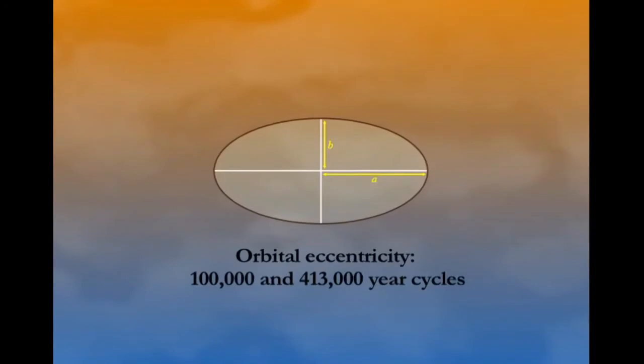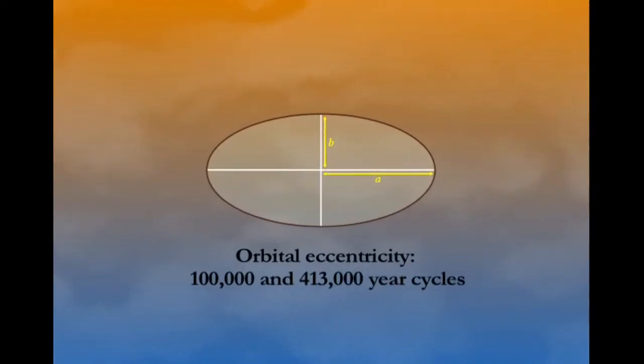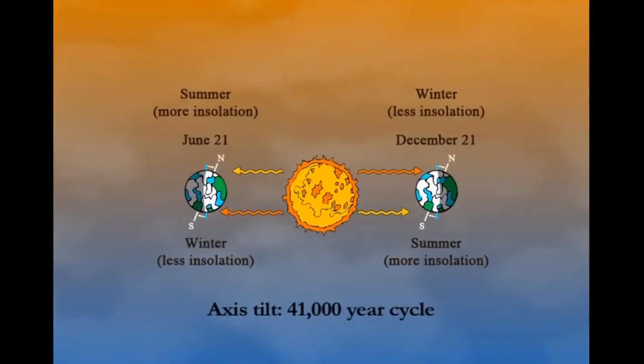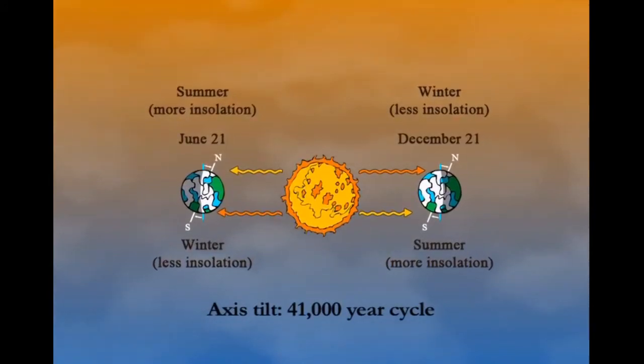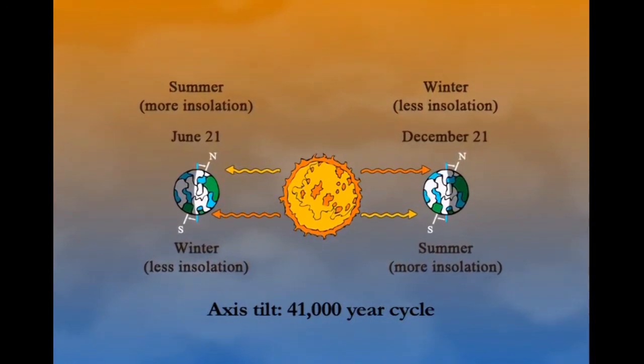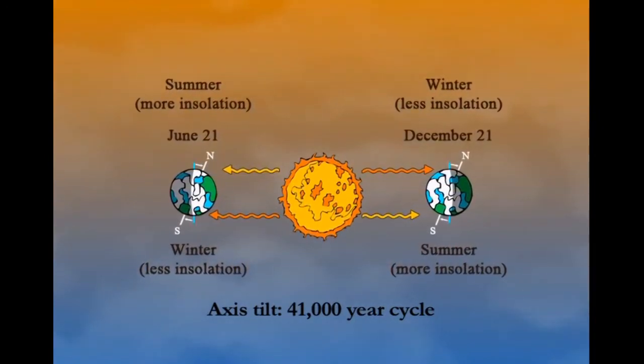If that were to change, and it changes partly with changes in the eccentricity, the ellipticity of the orbit, it changes partly with changes in the tilt of the Earth's axis at 23 degrees. That change occurs on about a 41,000 year cycle. The orbital eccentricity changes on about 100,000 and a 400,000 year cycle.